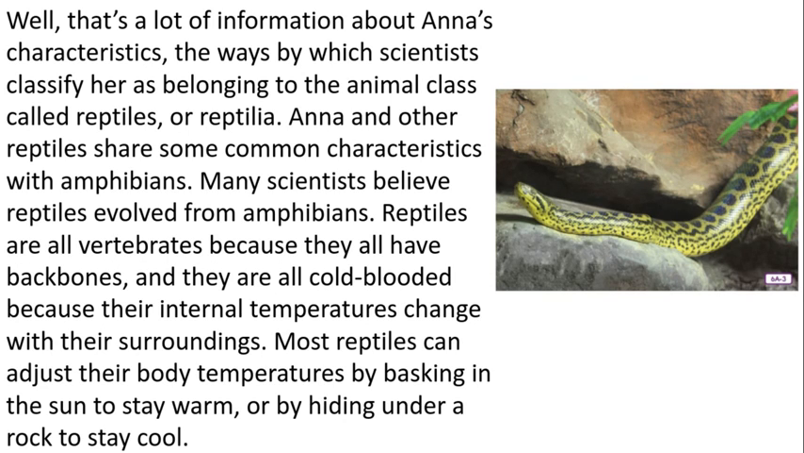Well, that's a lot of information about Anna's characteristics, the way by which scientists classify her as belonging to the animal class called reptiles or reptilia. Anna and other reptiles share some common characteristics with amphibians. Many scientists believe reptiles evolved from amphibians. Reptiles are all vertebrates because they all have backbones, and they are all cold-blooded because their internal temperatures change with their surroundings. Most reptiles can adjust their body temperatures by basking in the sun to stay warm or by hiding under a rock to stay cool.